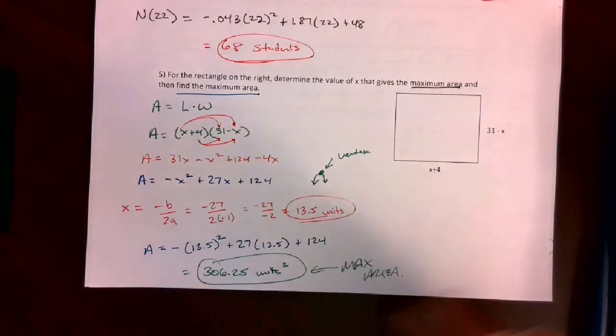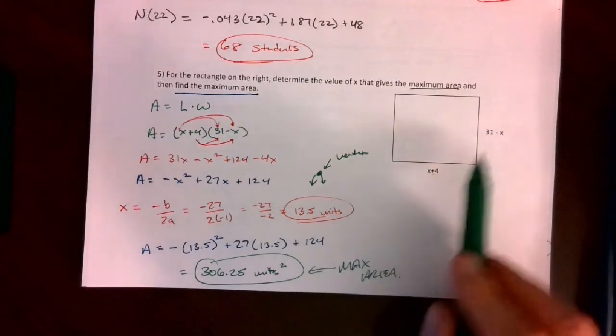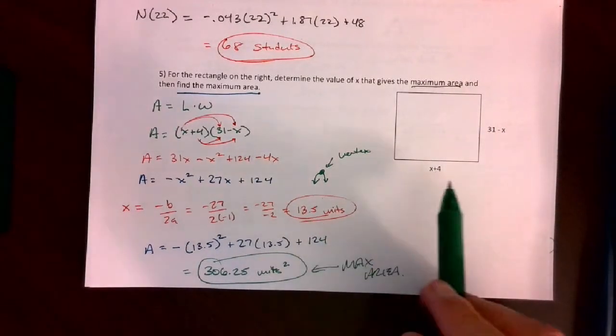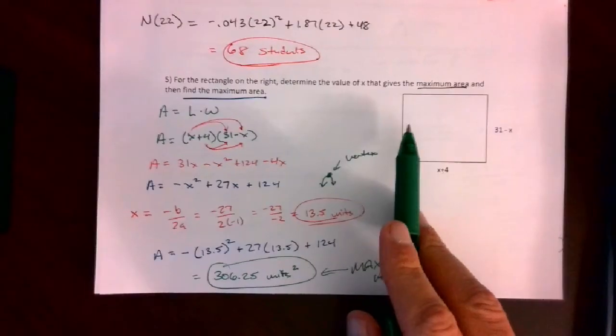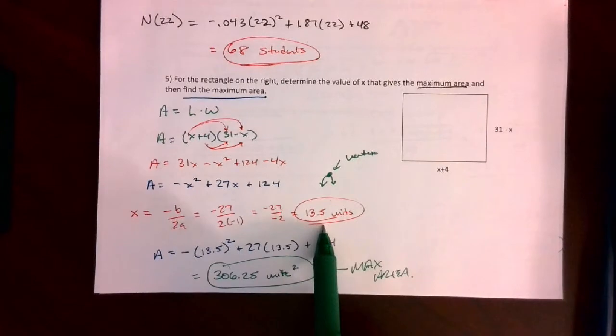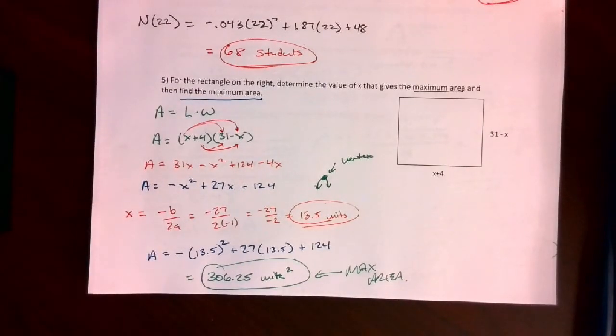Now, something I didn't ask, but if I said what is the length and width, you would have to substitute x into each of these, and then you would find them. But you don't have to do that unless it asks for it. Right, so I didn't ask for the dimensions. I said find the x value and then find the maximum area. So you found the x value, find the maximum area, you sub into the area formula, and you get the maximum area out.